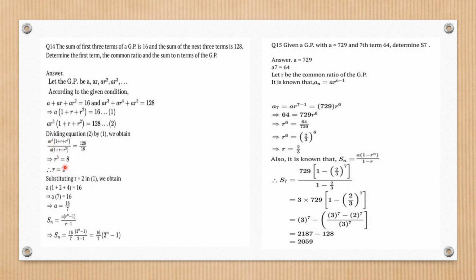Okay, now let us replace it in any of the equations, whichever is suitable to you, and I'll get 1 plus 2 plus 4, which gives me 7. So A is 16 by 7. Okay, so that's quite simple.